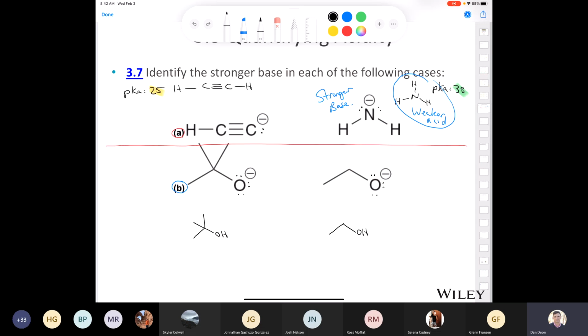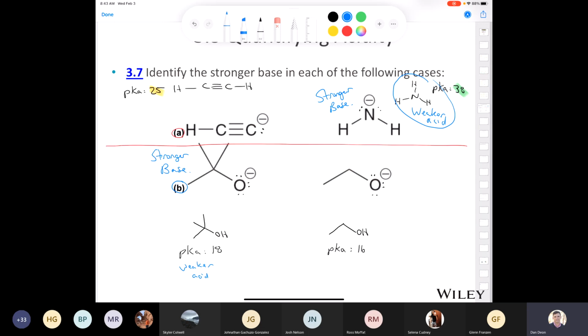All right, well, anyhow, if we look up the pKas of these two alcohols, we saw that the pKa of this alcohol was 18 and the pKa of this alcohol is 16. So that means that the first one is the weaker acid. Therefore, this must be the stronger base. All right. So look, it's just a matter of comparing pKa's, nothing more than that.